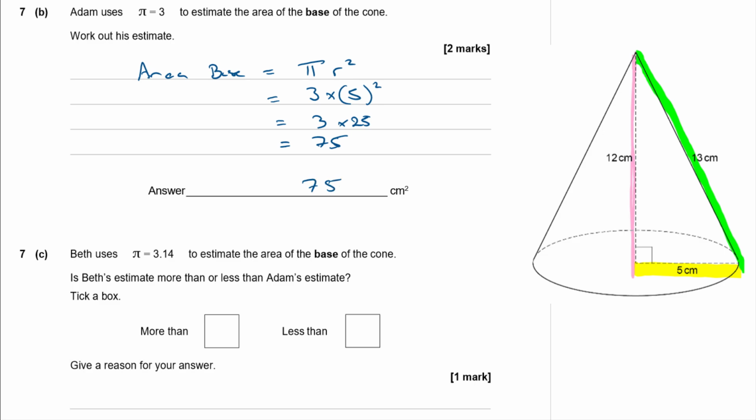75. Beth uses 3.14, that's a better estimate, for the area of the base of the cone. Is her best estimate more or less than Adam's estimate? Tick a box. Well, she's used a bigger version of pi, so yeah, your answer is going to be bigger.